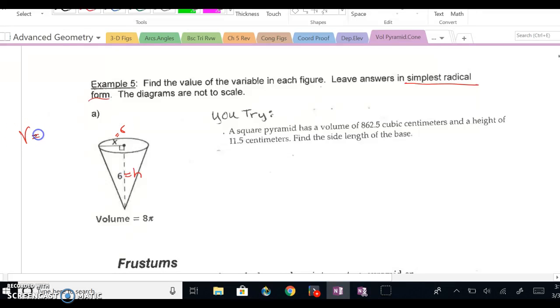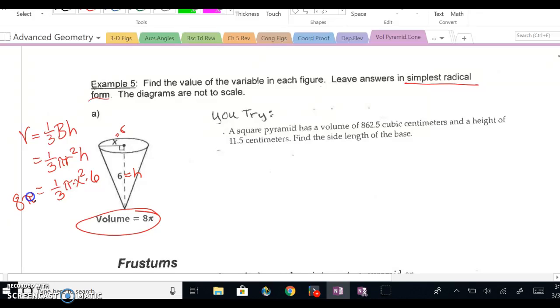And so when we do volume, one third area of the base times height, that's one third pi r squared times height. So that's one third pi times x squared times our height of 6 is going to be equal to the volume of 8 pi. Okay, so a little bit different this time because they give us the volume and want us to find the radius. So my first move is going to be to divide both sides of the equation by pi to get rid of that.